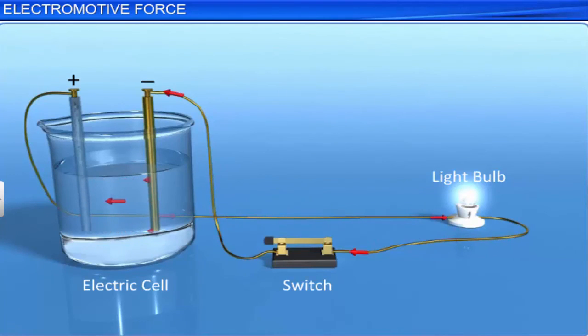In a similar manner, the amount of energy spent by a cell in driving positive charges from lower potential to higher potential within the cell is used to drive positive charges through the external circuit from its positive terminal to its negative terminal. The amount of energy required to drive a unit positive charge through the external circuit is called electromotive force, or EMF. The cell is called the seat of EMF.